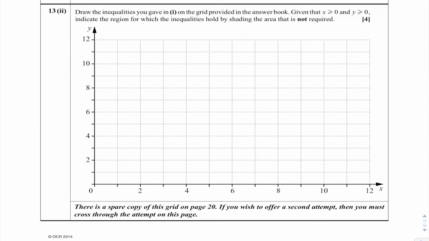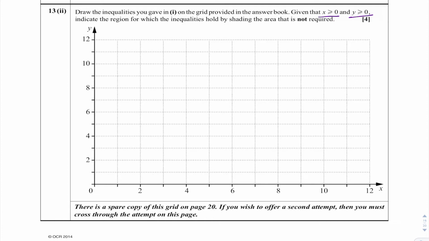Part 13.2. Draw the inequalities you gave in part 1 on the grid provided in the answer booklet. Given that x is greater than or equal to 0 and y is greater than or equal to 0, indicate the region for which the inequalities hold by shading the areas that are not required. So basically we need to plot these graphs and then shade the areas that are required.